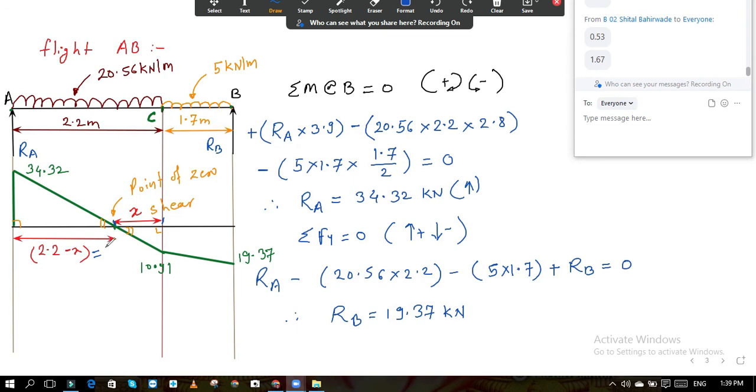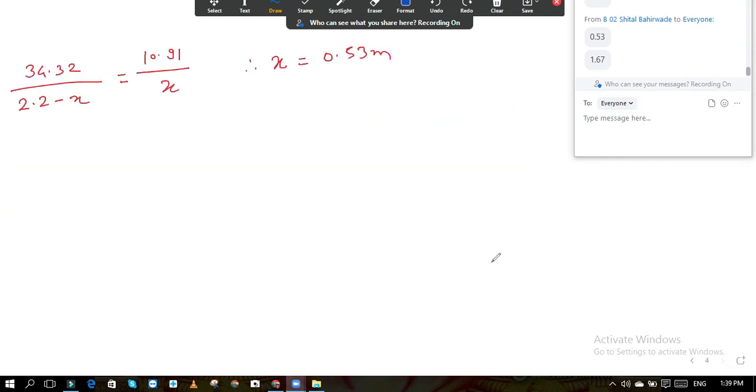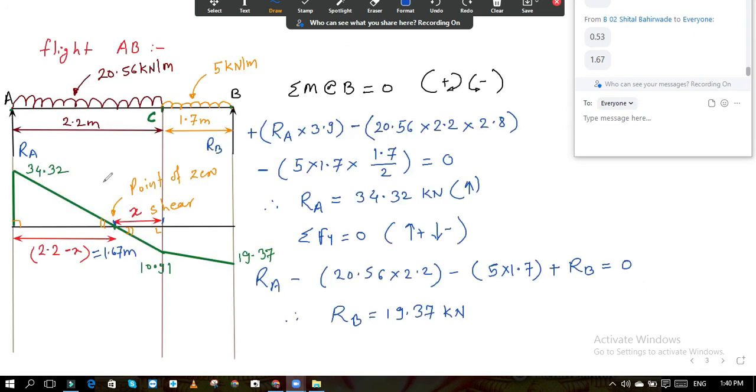1.67. Okay, this is 1.67 meter. Now at a distance of 1.67 meter from point A, at this point we will get the maximum bending moment. Okay, so here I will write bending moment at 1.67 meter. So that is our maximum bending moment. So it will be at this point.